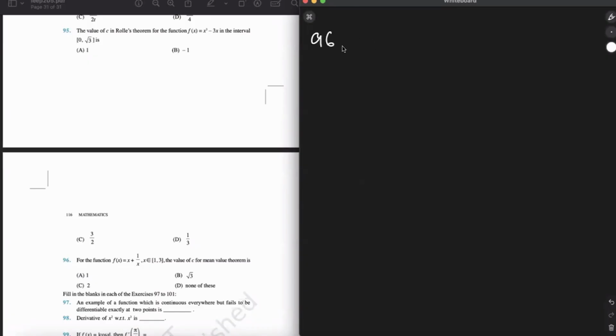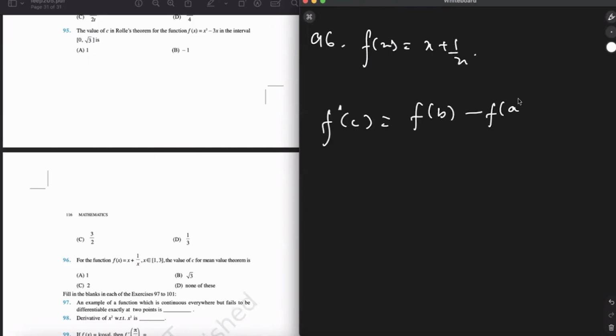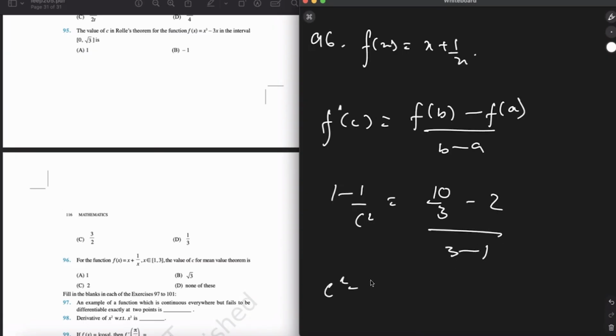Okay, so question number 96. For the function f(x) = x + 1/x, where x belongs to [1, 3], the value c for the mean value theorem is... For the mean value theorem, we have to find f'(c) = (f(b) - f(a)) / (b - a). So 1 - 1/c² = (10/3 - 2) / (3 - 1). c² - 1/c² = 2/3.